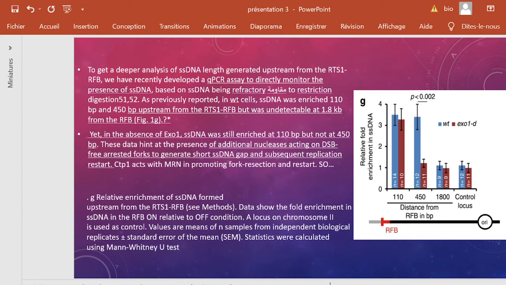So we keep going. What we got in here? Yes, we say that there is an additional nuclease.